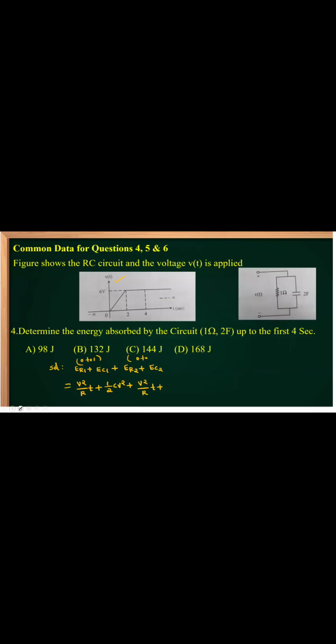EC2. This is 2 to 4 seconds now. This is 0 to 1 seconds. Sorry, 2 to 4 seconds. For EC2, 2 to 4 seconds, it's a constant. Voltage is constant, dV by dt is 0. If dV by dt is 0, what is the energy stored by the capacitor? 0. This is equal to V square.